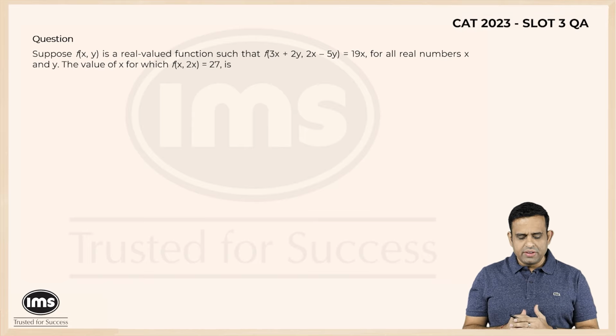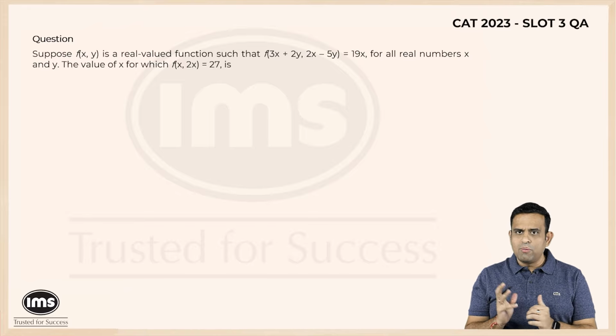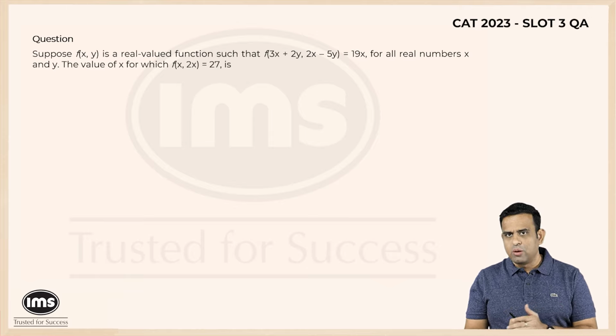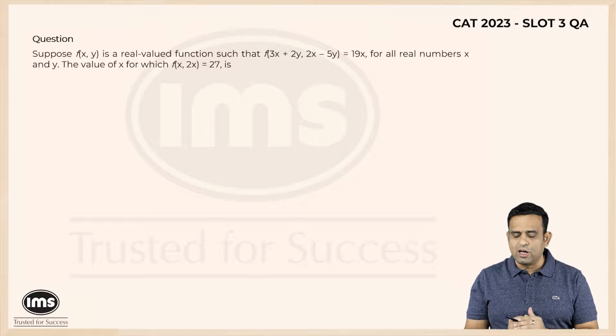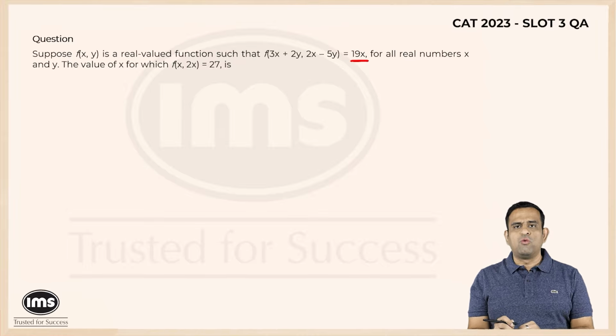In this sum, it is given that suppose f of x comma y is a real valued function such that f of 3x plus 2y comma 2x minus 5y is equal to 19x for all real numbers x and y. The value of x for which f of x comma 2x is equal to 27 is how much? So understand, in this particular case, this function is not dependent on the value of y.